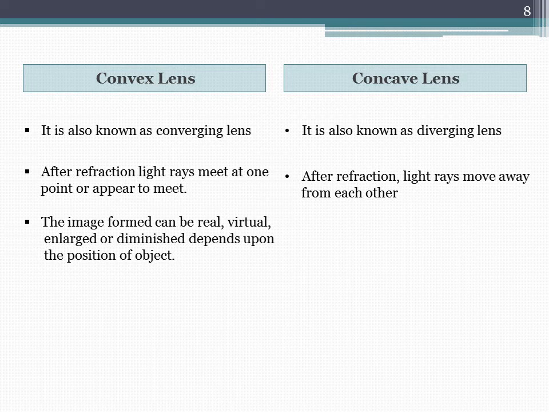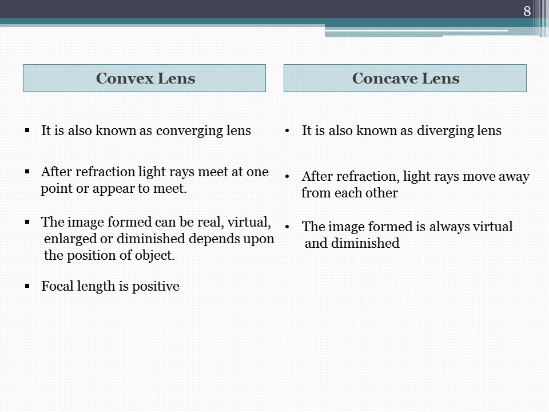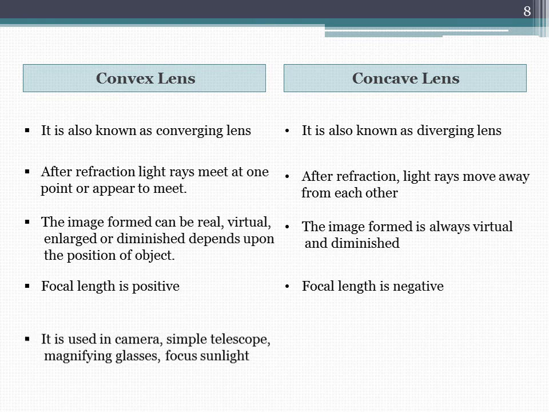The image formed in a convex lens can be real, virtual, enlarged, or diminished depending upon the position of the object, while the image in a concave lens is always virtual and diminished. In a convex lens, the focal length is always positive, and in a concave lens, the focal length is negative.